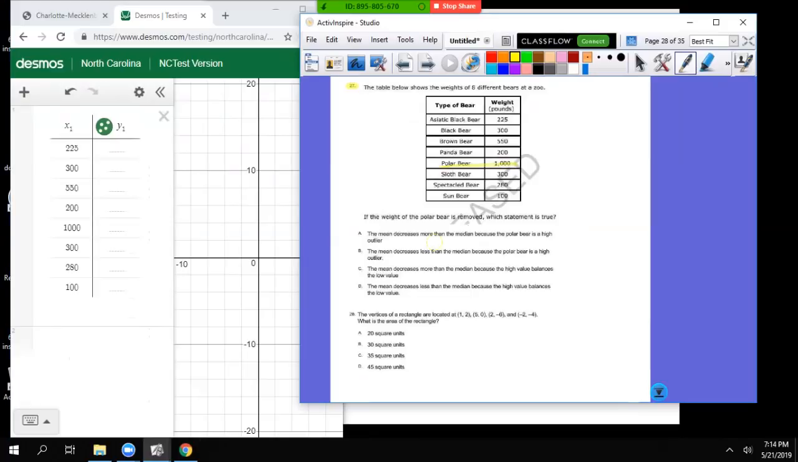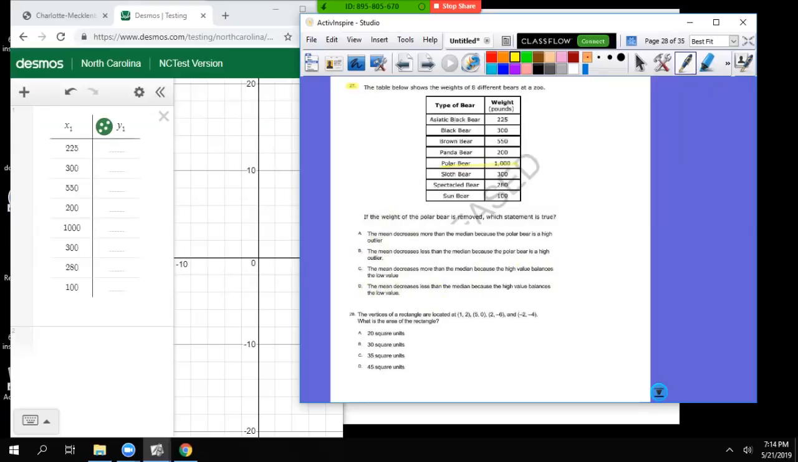A, the mean decreases more than the median because a polar bear is a high outlier. B, the mean decreases less than the median because the polar bear is a high outlier. C, the mean decreases more than the median because the high value balances the low value. Or D, the mean decreases less than the median because the high value balances the low value.